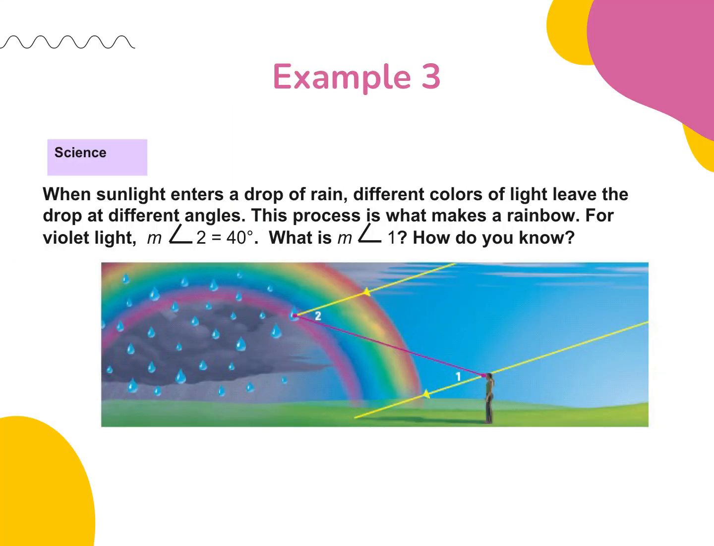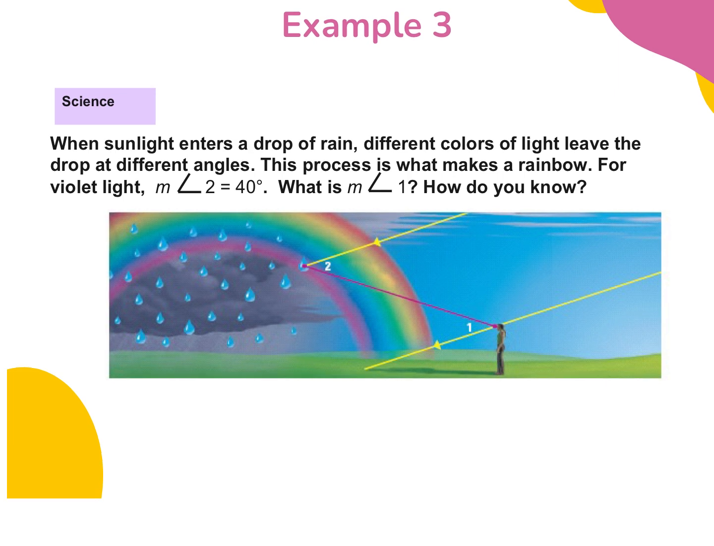Okay, so now we have a real world example, and it says when sunlight enters a drop of rain, different colors of light leave the drop at different angles. This process is what makes a rainbow. So for violet light, we're going to see that the measure of angle 2 is 40 degrees. They want us to find the measure of angle 1. How can we figure out that measure of angle 1?